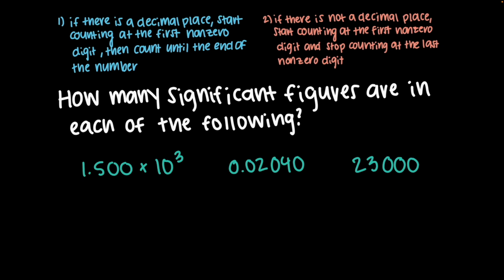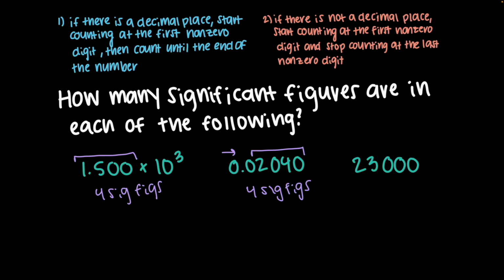For the next number, there is a decimal place, so starting from the left, I'm going to start counting at the first non-zero digit, the 1, and then keep counting until the end of the number. This value will have 4 sig figs. For the next number, there is a decimal place, so starting from the left, the first non-zero digit will be the 2, and then I'll count until the end of the number. This value will also have 4 sig figs.